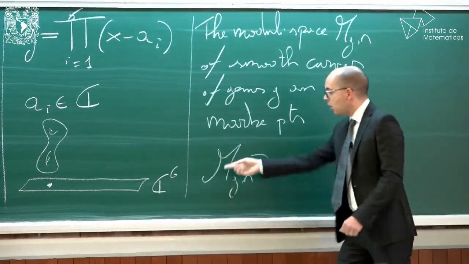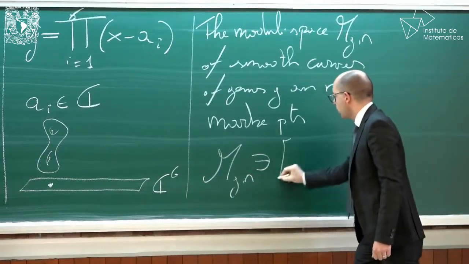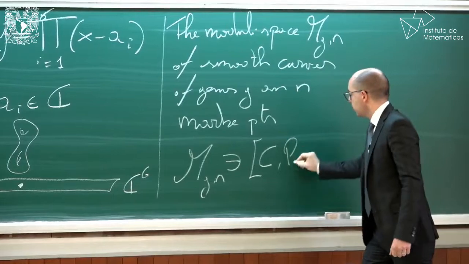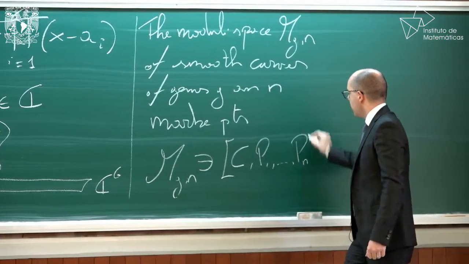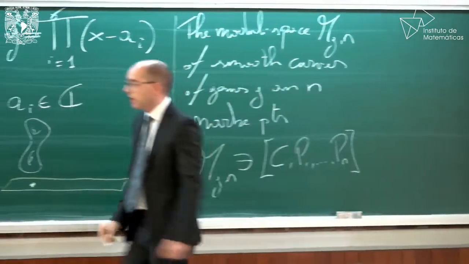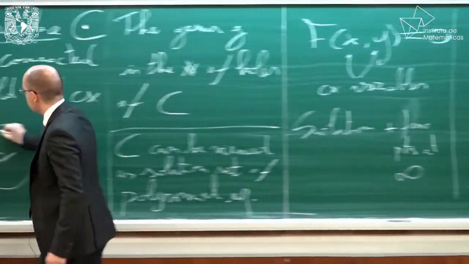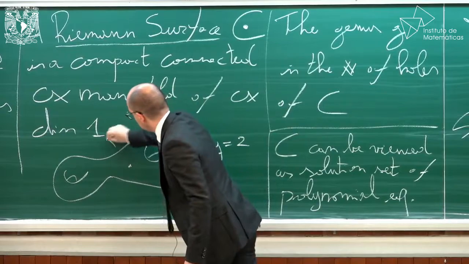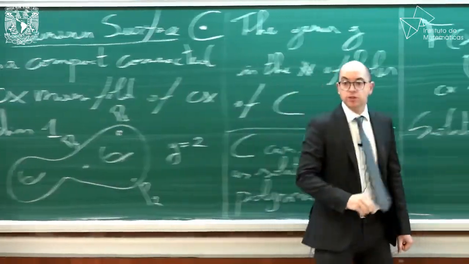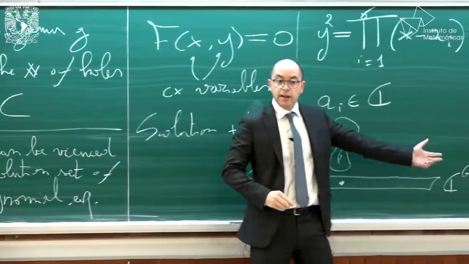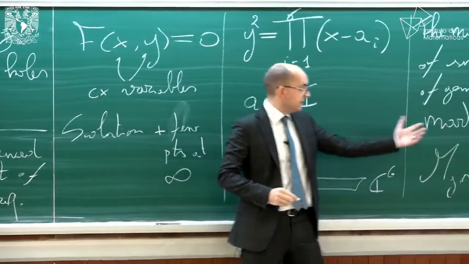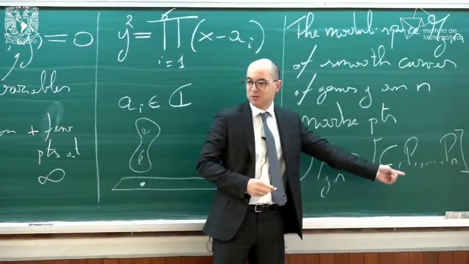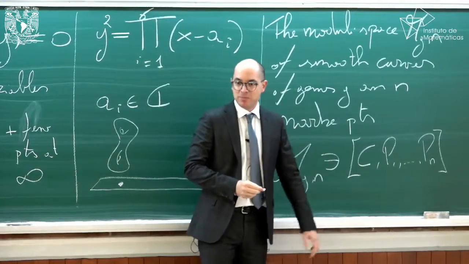The points of the moduli space consist of isomorphism classes of a Riemann surface together with a choice of n marked points. So I'm looking at an object of this type plus p1, p2, p3, n points on the curve. Okay, so now I have defined this as a moduli space. That is, points in this space are to be thought of as curves together with marked points.